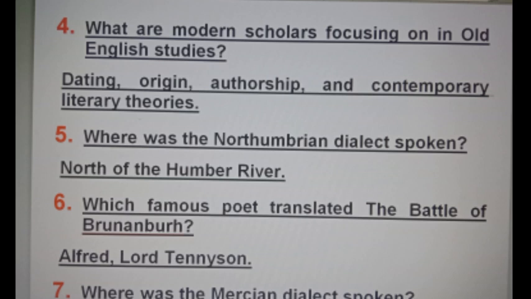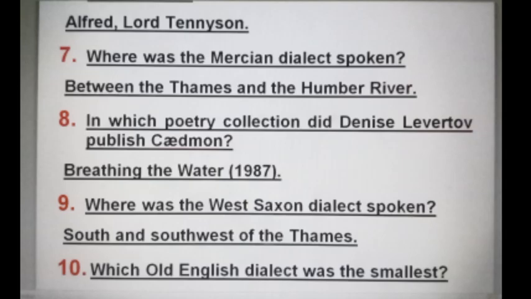Which famous poet translated the work The Battle of Brunanburh? Alfred, Lord Tennyson. Where was the Mercian dialect spoken? Between the Thames and the Humber River. And which poetry collection did Dennis Lowthorp publish Caedmon in? Breathing the Water, published in 1987.